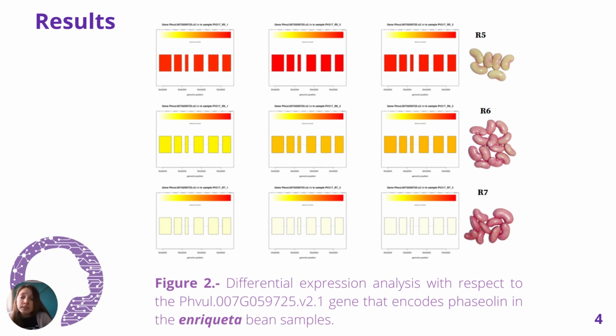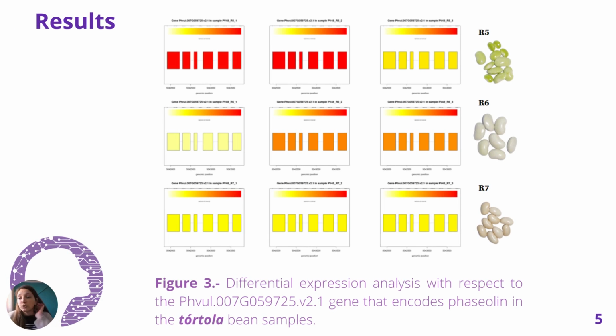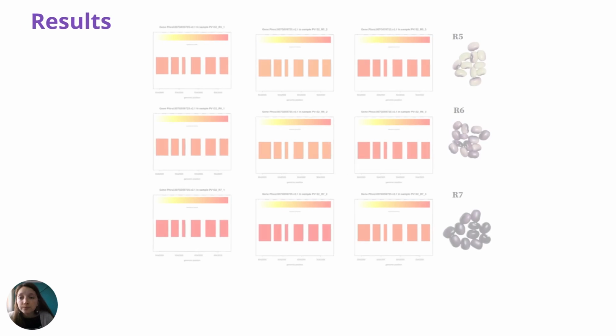In Figure 2, we see in the analysis of differential expression with respect to the gene that encodes phaseolin in each of the samples used for each state in Enriqueta beans. In Figure 3, we see the analysis of differential expression with respect to the gene that encodes phaseolin in each of the samples used for each state in Tortola beans.